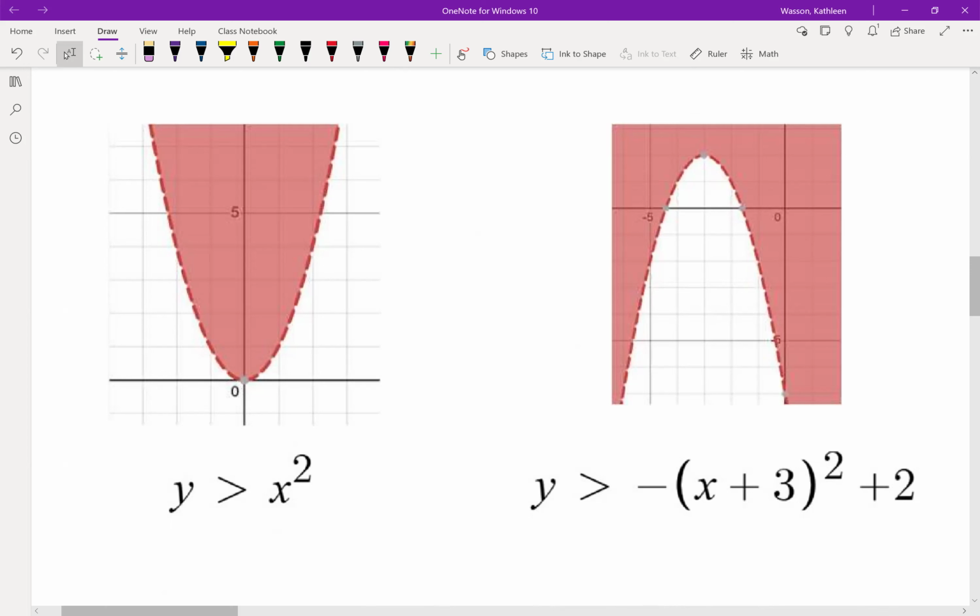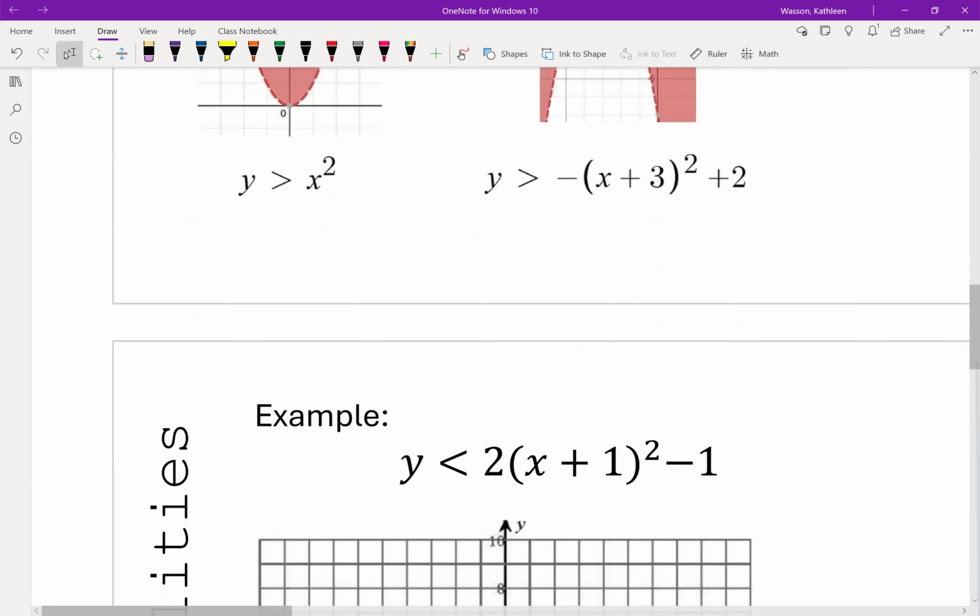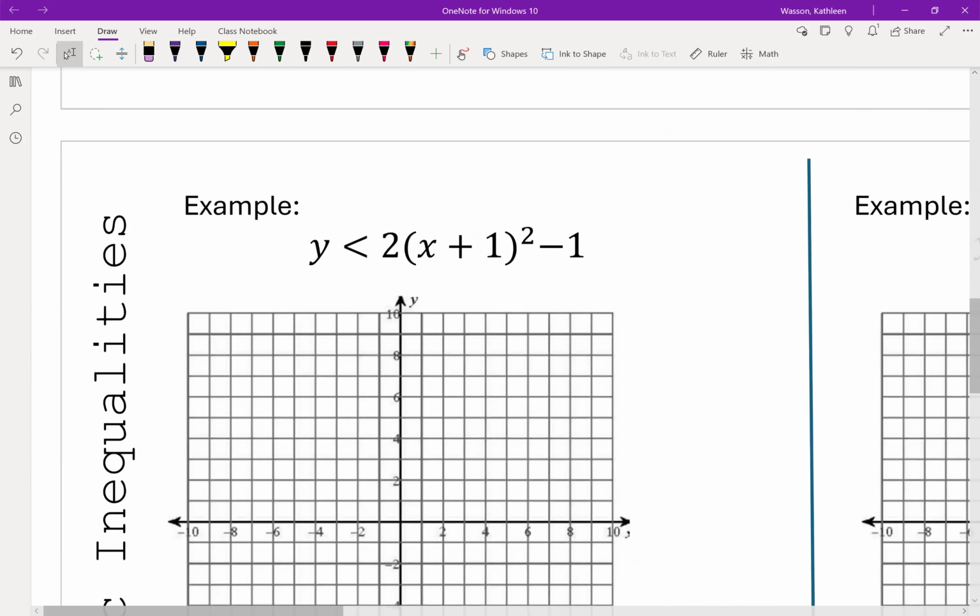I have two examples for you. The first one is written in vertex form. Vertex form is when it's an equation that has a, h, and k in it. So it's y equals a parentheses x minus h squared plus k. And it's called vertex form because the vertex is (h, k).